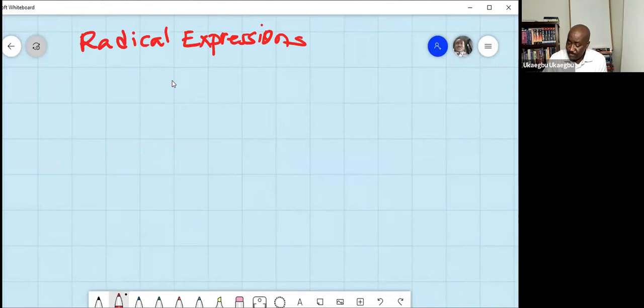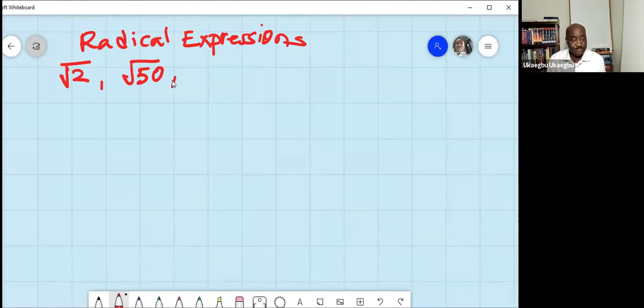So any number that has this sign, I like to call it square root, but it's also called radical sign. So any number that has this sign is a radical number. Now we can have so many numbers. For example, we can have square root of 2, square root of 50, or any other square root of your choice.